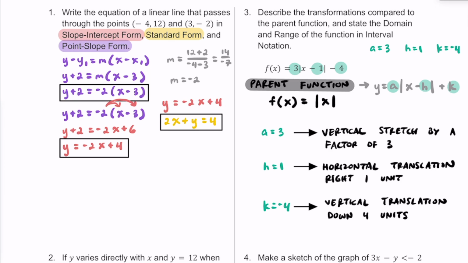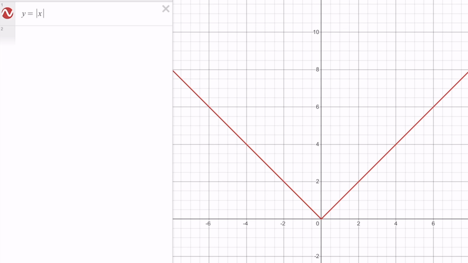Let's just go ahead and take a look at this on Desmos real quick so you can see a visual. So here's the parent function that we were just talking about, and if we want to go ahead and find the function or see what it looks like that we were given in this particular problem, let's go ahead and see.